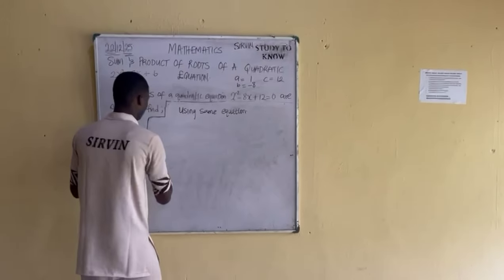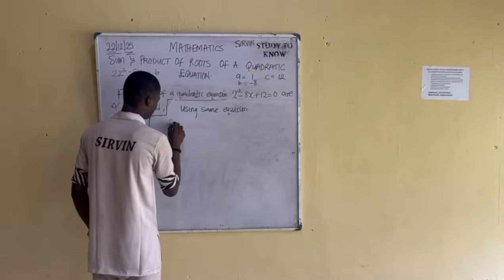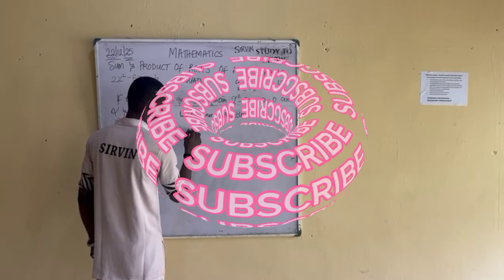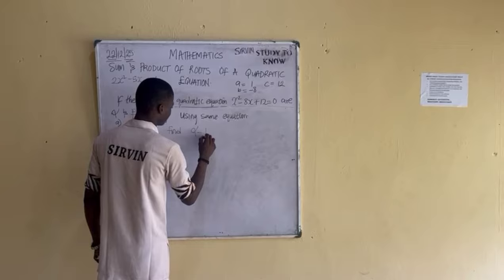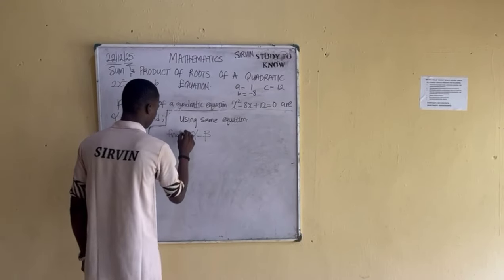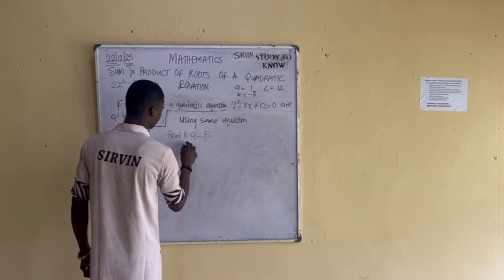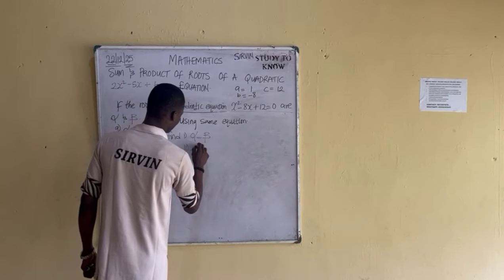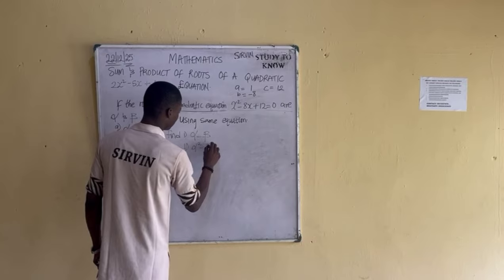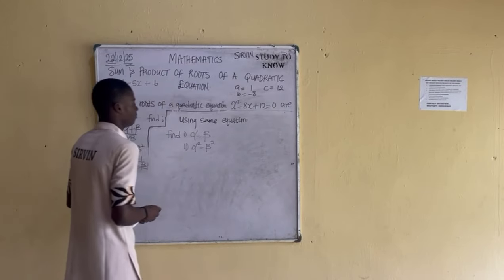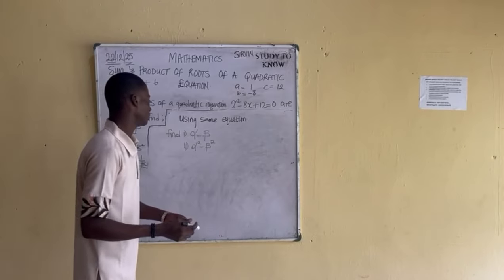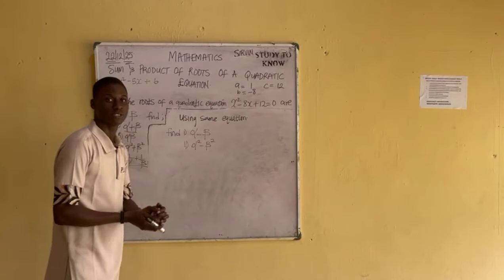Let's talk about it. Using the same equation, find alpha minus beta, that's 1, and second, alpha squared minus beta squared. Please do well to attempt this question and drop your answer in the comment section.